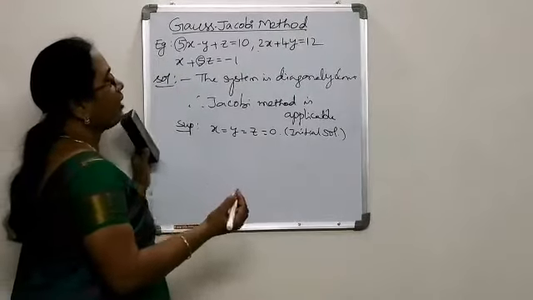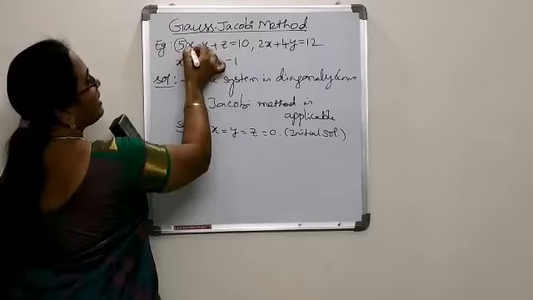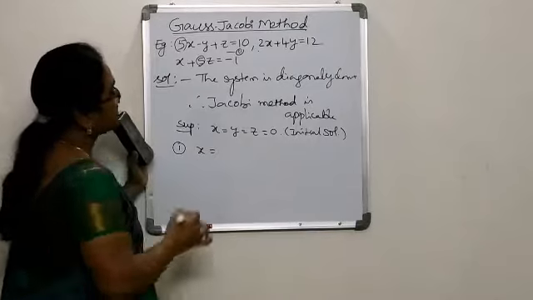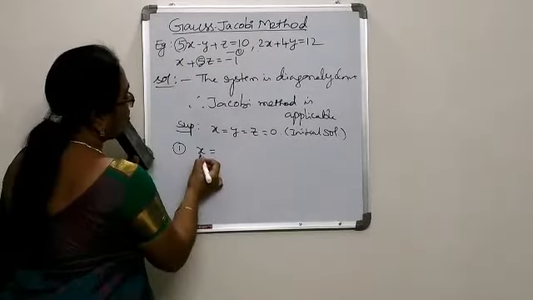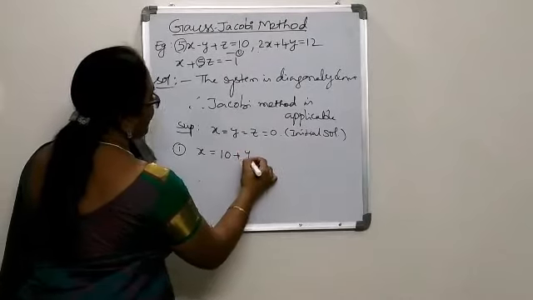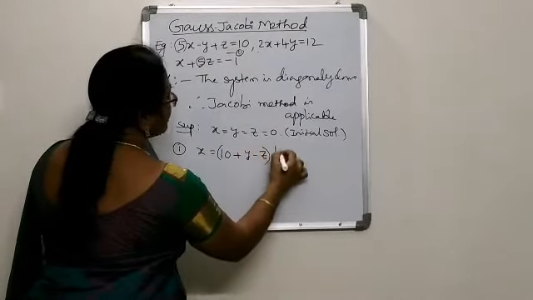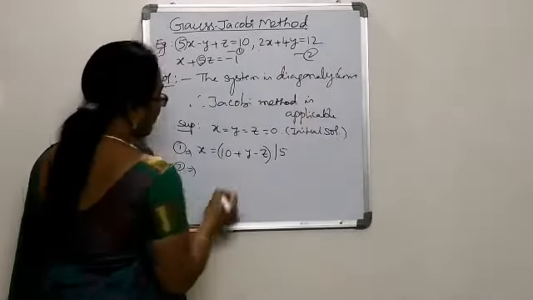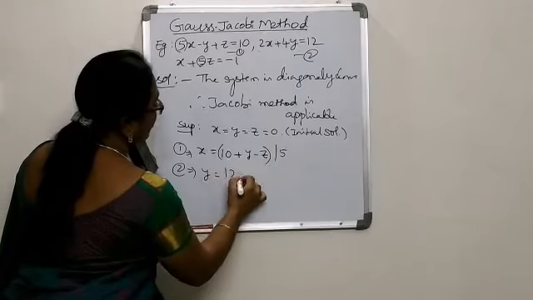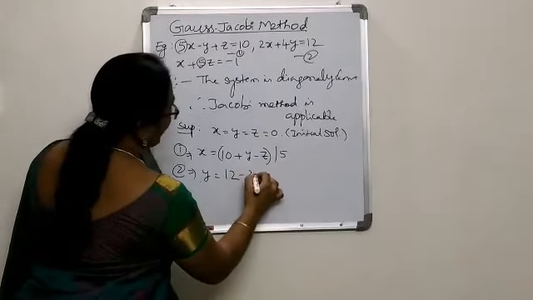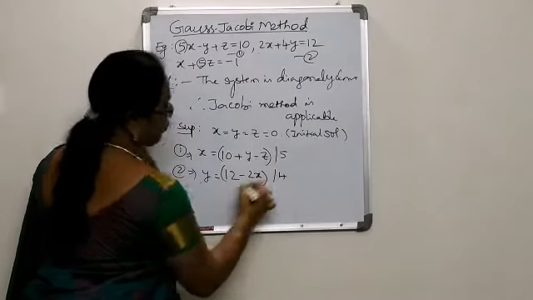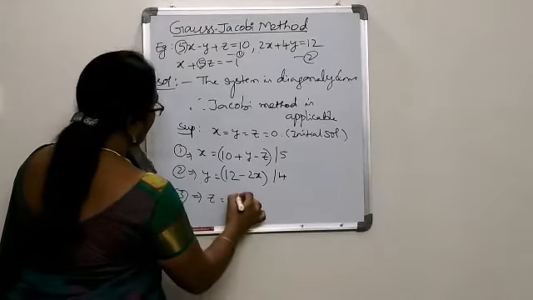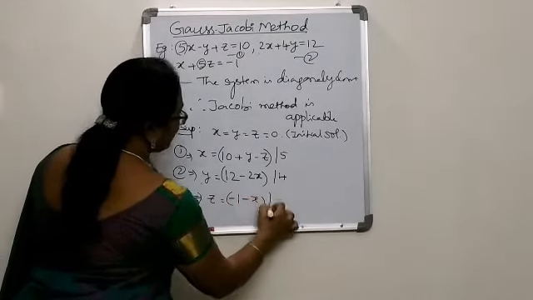Now, let us write down the variable expressions. The first variable is x. From the first equation, we write down the expression for the variable x. Clearly, from the first equation, we have x equal to (10 plus y minus z) divided by 5. From the second equation, the second variable y can be written as (12 minus 2x) upon 4. From the third equation, we can write the third variable z equal to (minus 1 minus x) upon 5.